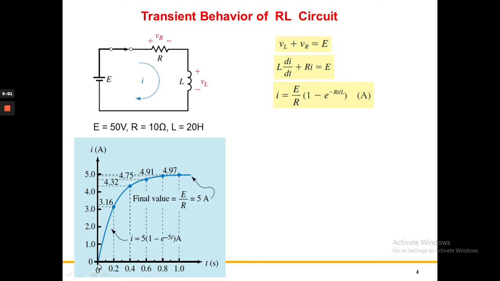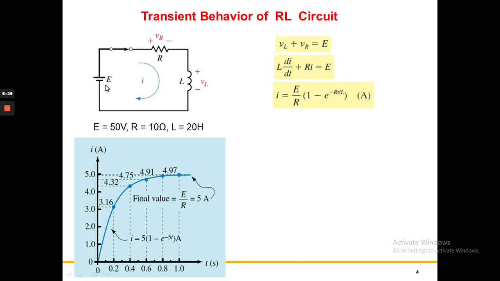So the current through this loop will be 0. Then the current will be building up, exponentially increasing. Finally, for DC, the inductive impedance will be 0. Inductive impedance is omega L, so at DC the frequency will be 0, and the inductor will act as a short circuit.